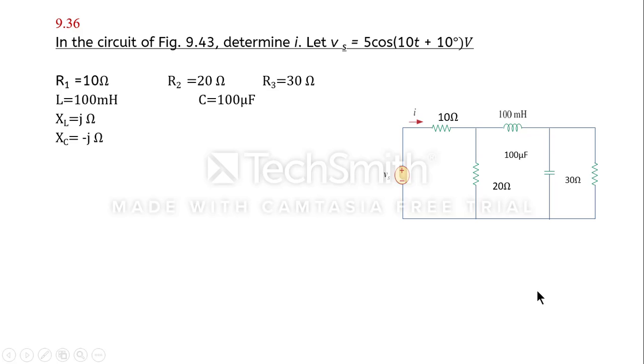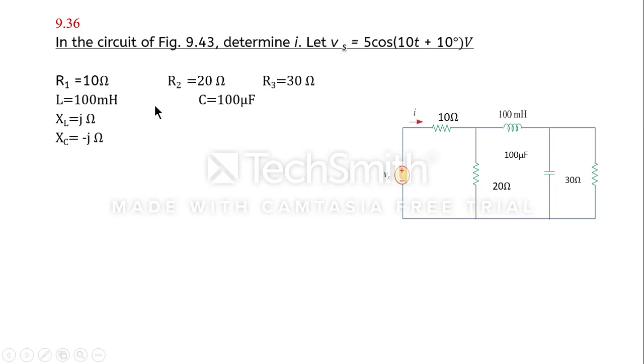Now, this sum looks a bit complicated, but there's nothing complicated in this. We're just supposed to find i of t in this circuit. They have given us the voltage source, and we have written down all the resistor and capacitor values. R1 is equal to 10 ohms, R2 is equal to 20 ohms, R3 is equal to 30 ohms. The inductor has a value of 100 millihenry and the capacitor has a value of 100 microfarad.